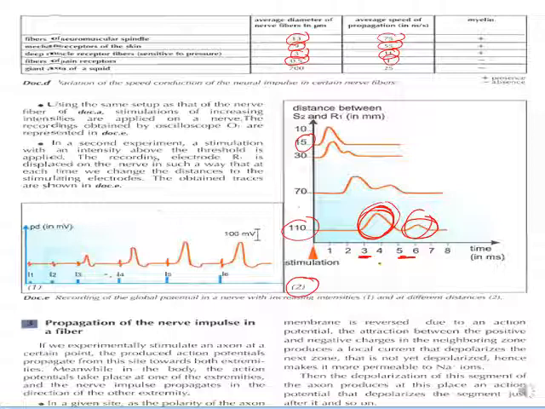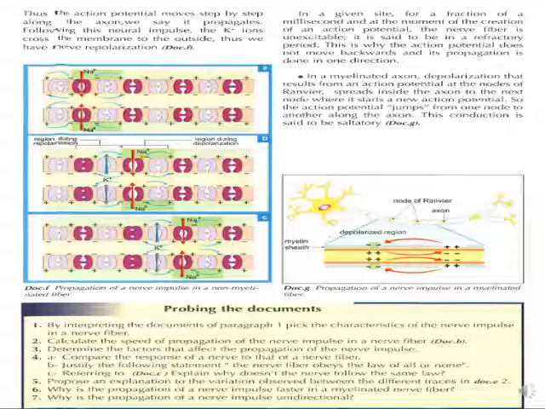In a given site, as the polarity of the axon membrane is reversed due to the action potential, the attraction between the positive and the negative charges in the neighboring zone produces a local current that depolarizes the next zone that is not yet depolarized, hence making it more permeable to Na+. Then the depolarization of this segment produces at this place an action potential that depolarizes the segment after it, and so on. So the action potential moves step by step along the axon. We say that it propagates, following this neural impulse.